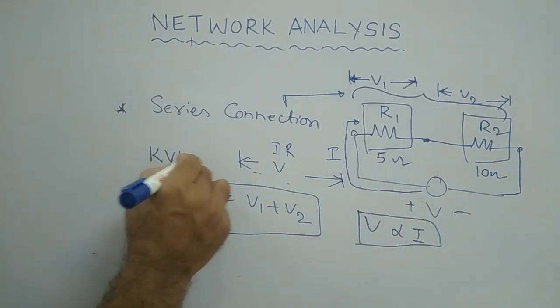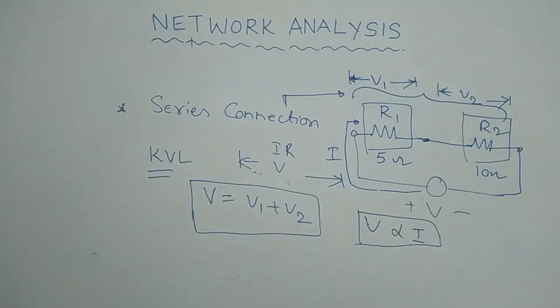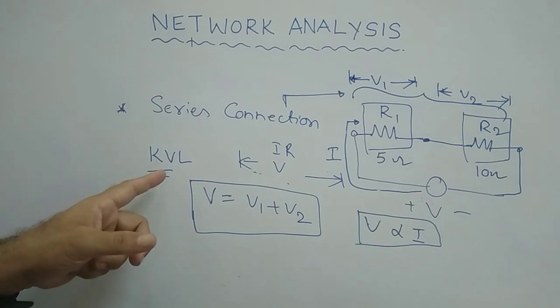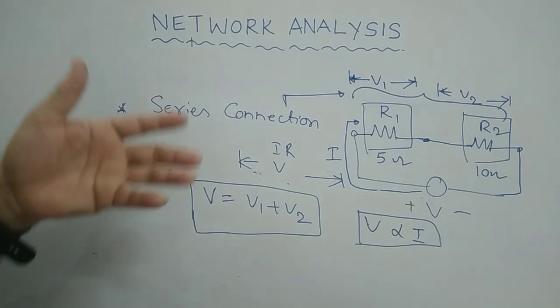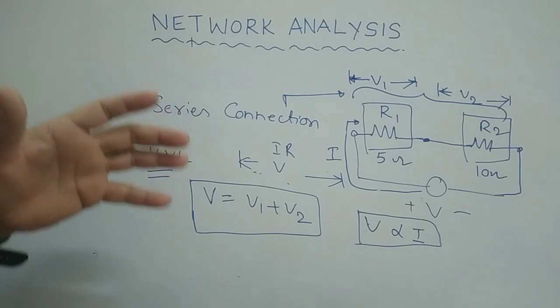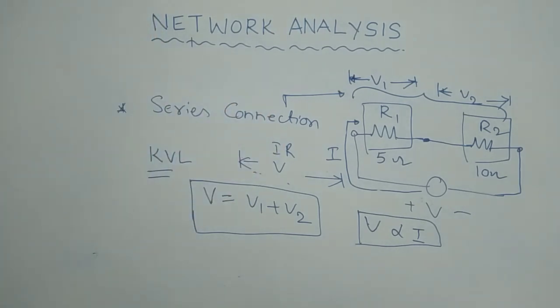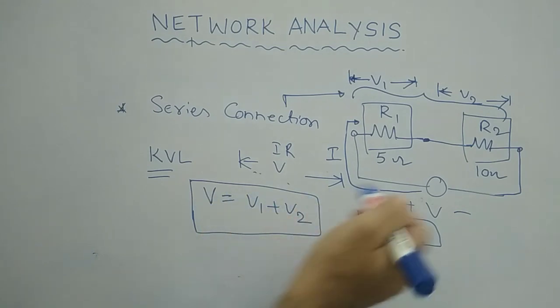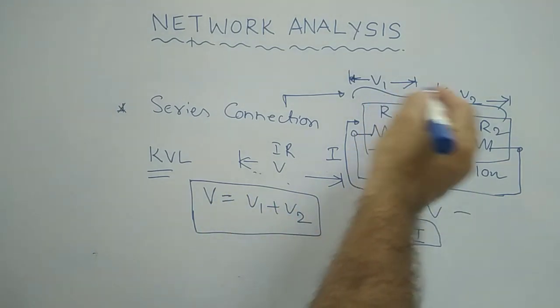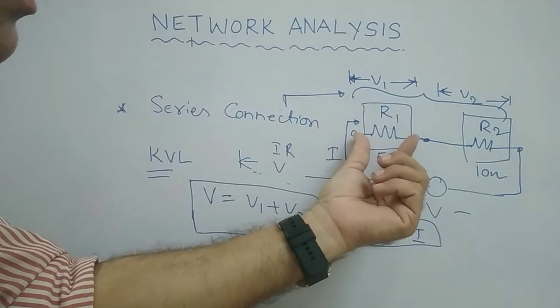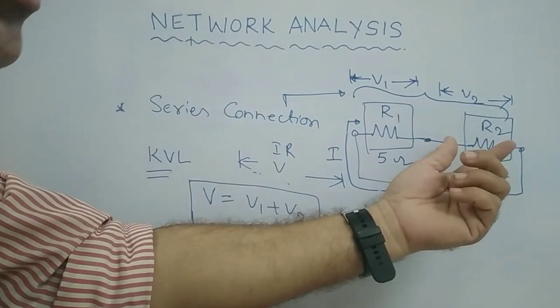In the next presentation, I will explain what KVL is, which is called Kirchhoff voltage law. What is Kirchhoff voltage law? The sum of the voltages around a closed loop must be equal to 0. Must be equal to 0. So nothing but this only. So V is equal to V1 plus V2. Clear? So V1 is the voltage drop across R1, V2 is the voltage drop across R2.